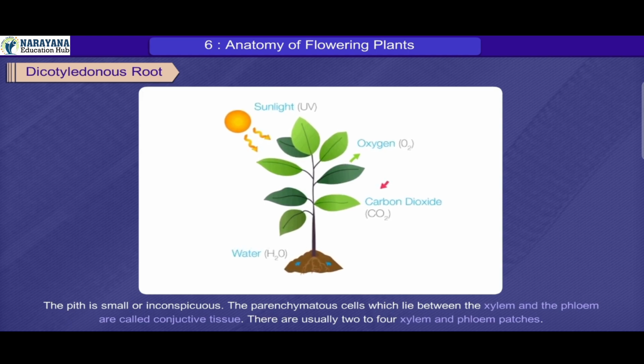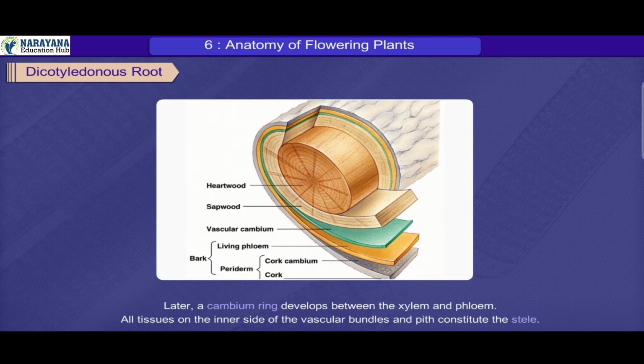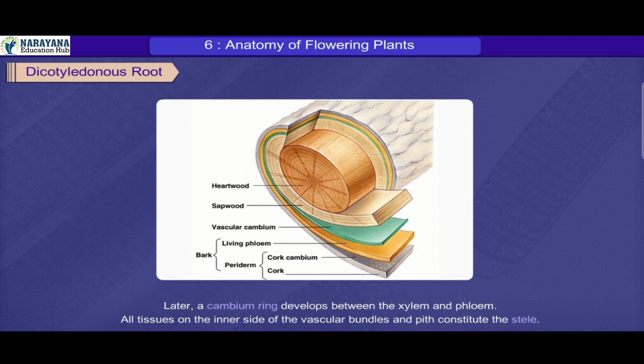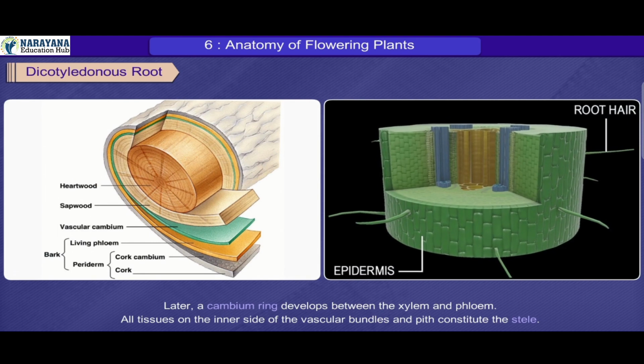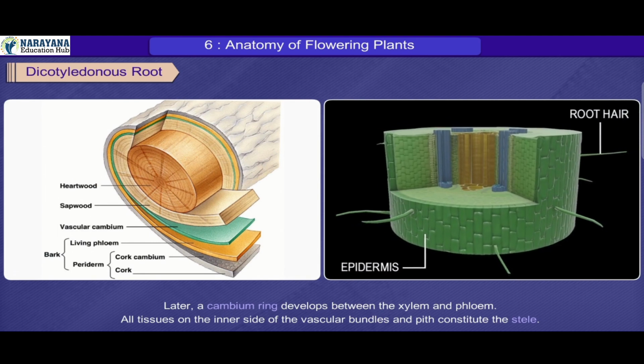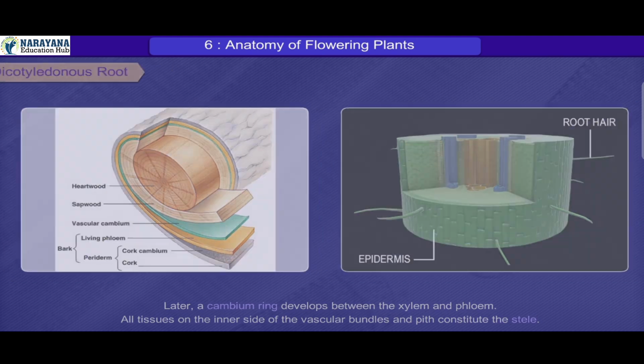The parenchymatous cells which lie between the xylem and the phloem are called conjunctive tissue. There are usually 2 to 4 xylem and phloem patches. Later, a cambium ring develops between the xylem and phloem. All tissues on the inner side of the endodermis, such as pericycle, vascular bundles and pith, constitute the stele.